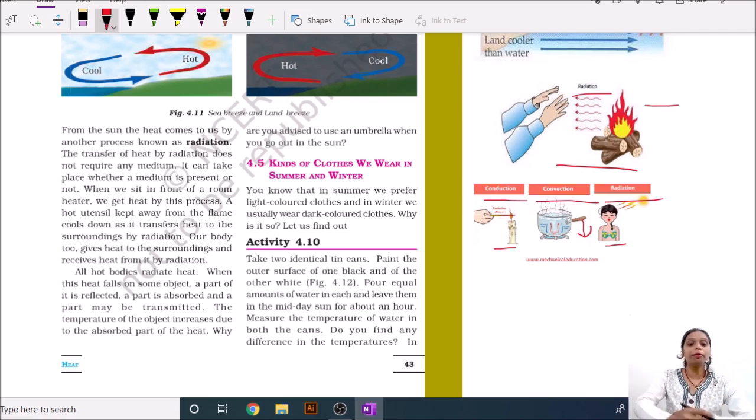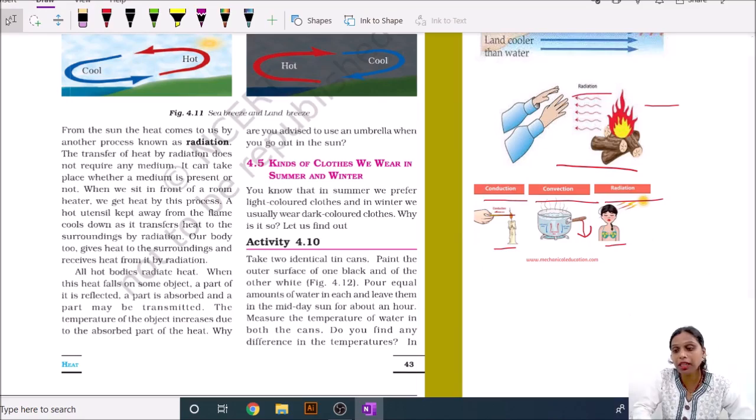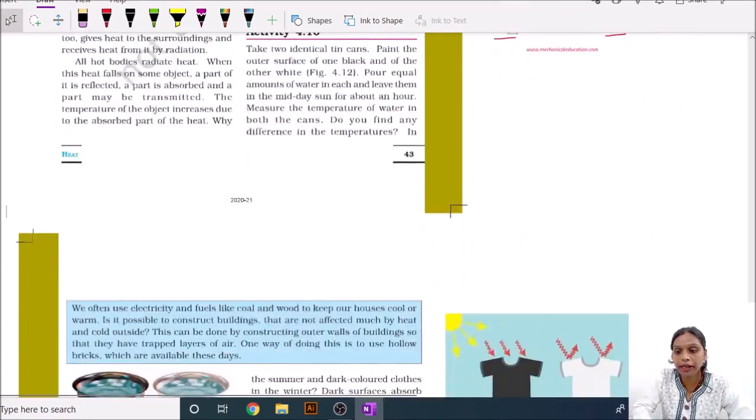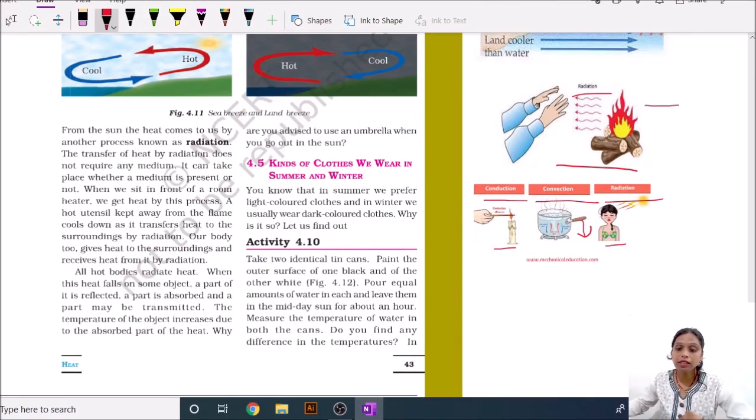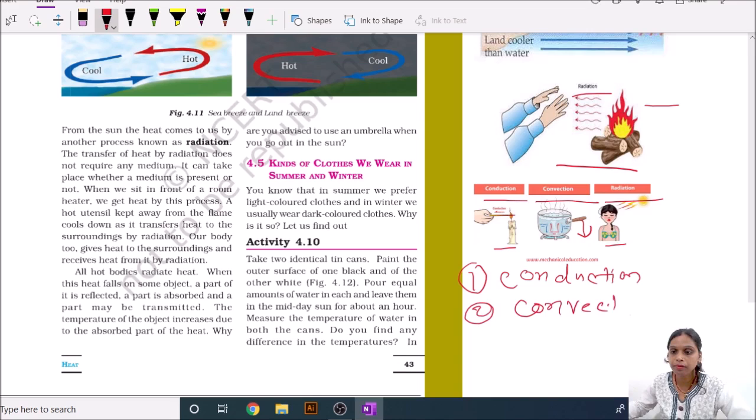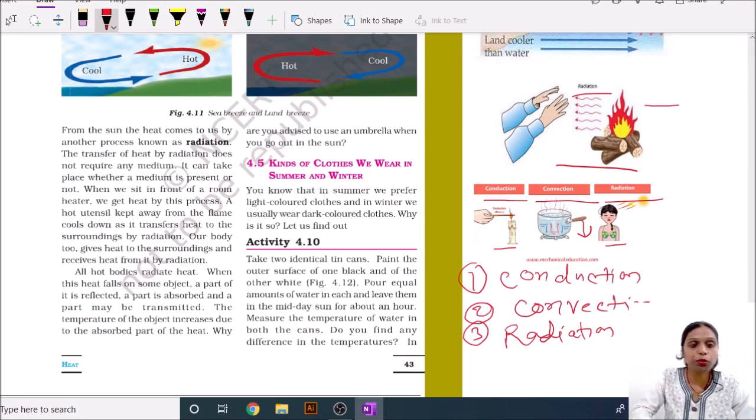Then in this chapter we study three types of transmission of heat. First name is conduction. Second name is convection. And third name is radiation. Then three types of transmission of heat we study here.